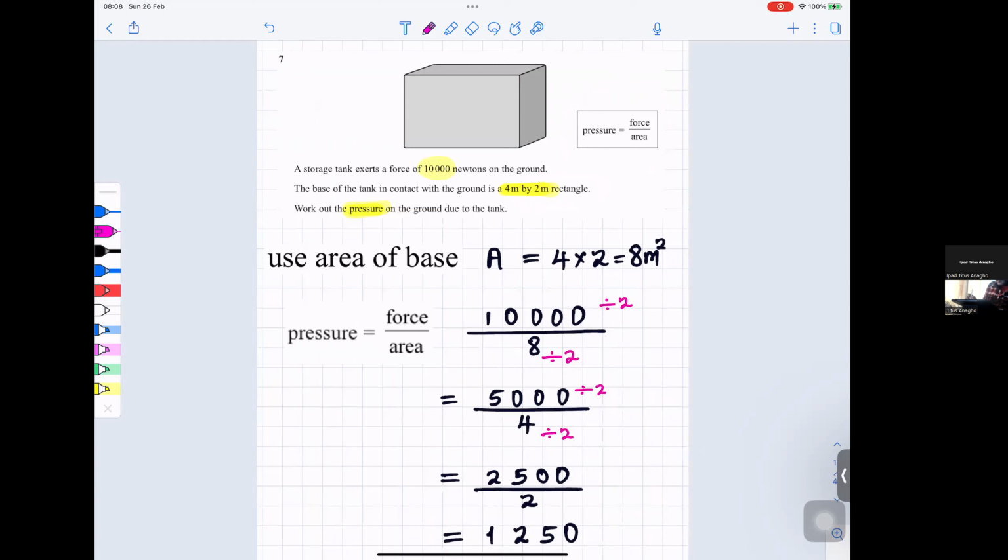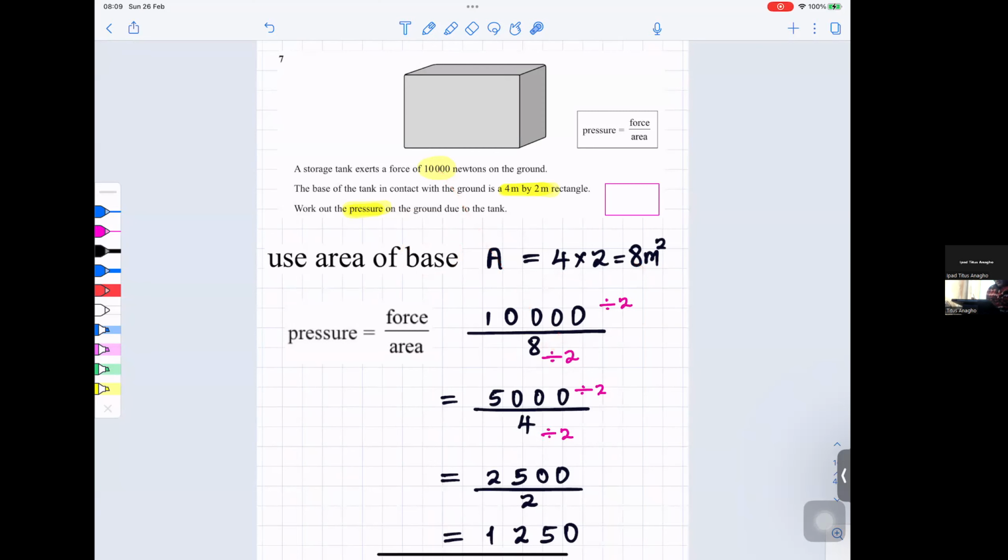So they're giving us that it is a rectangle. So we need to know how to find the area of a rectangle, which is the base. Area of the base, length times width, 4 times 2 is 8 meters squared. Using the formula, pressure is force over area. The force is 10,000 newtons. The area is 8 meters squared.